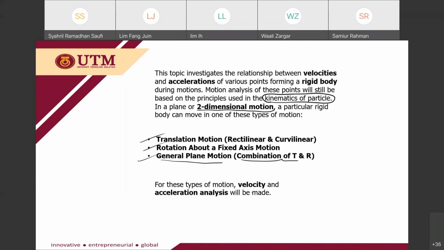In this chapter, you have two parts. The first part is regarding the velocity analysis, and the second part is regarding the acceleration analysis. So, if I'm not mistaken, for your test two, this topic will cover two questions. The first one is velocity analysis. The second one is the acceleration analysis, if I'm not mistaken.